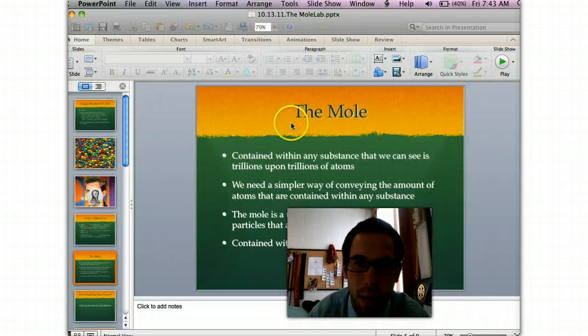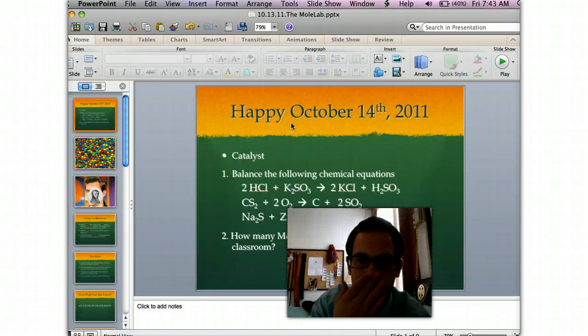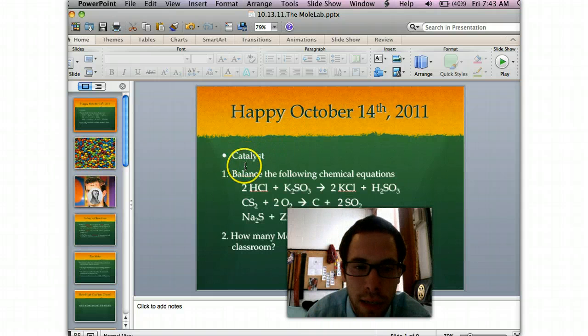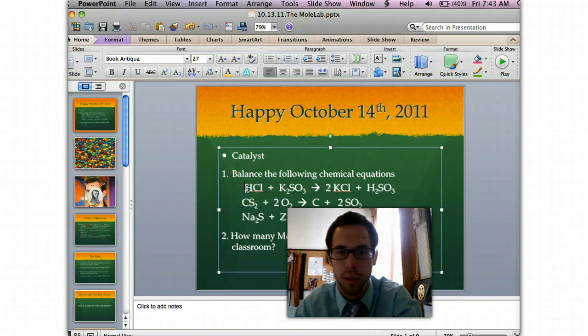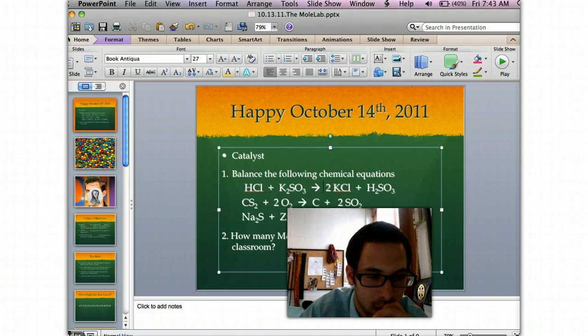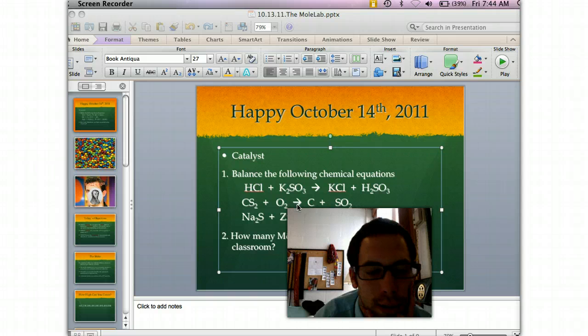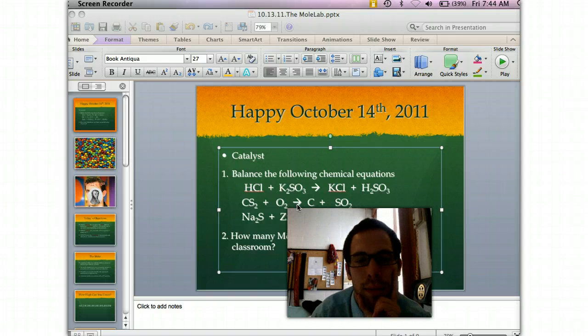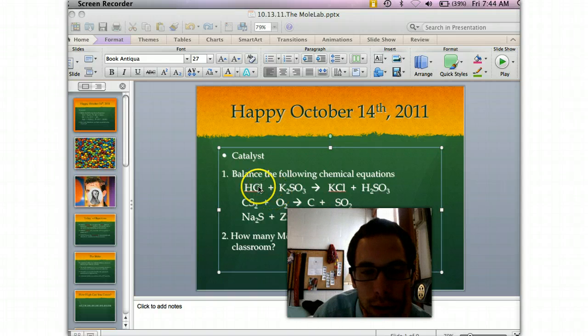So to do that, I want to first start out with today, the catalyst for today. Balance the following chemical reactions. Excuse me, I left some of the answers in there. So here are the reactions you guys are supposed to balance. Once again, if you have any problems with it, try and look at the number of elements on each side. Give it a shot before you answer each one. Each side of the arrow is going to attempt to have the same number. So you guys have about 3 minutes to go for that one.